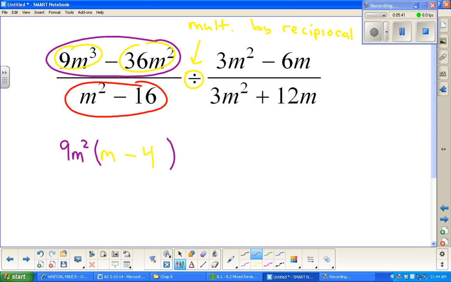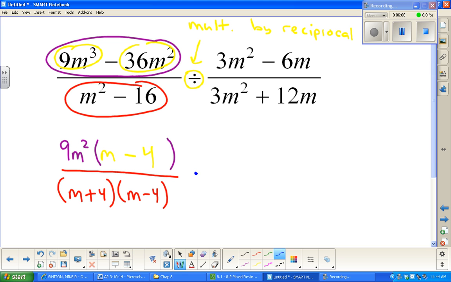Down here now, this one shows up in quite a bit of these problems. That's the difference of perfect squares. It's m squared minus 16. So it's technically like m squared minus 4 squared. So to factor the difference of perfect squares, it's going to be m plus 4 times m minus 4. And now that those are both factored, I can see there's an m minus 4 that's going to get canceled out. But let's factor the rest first.